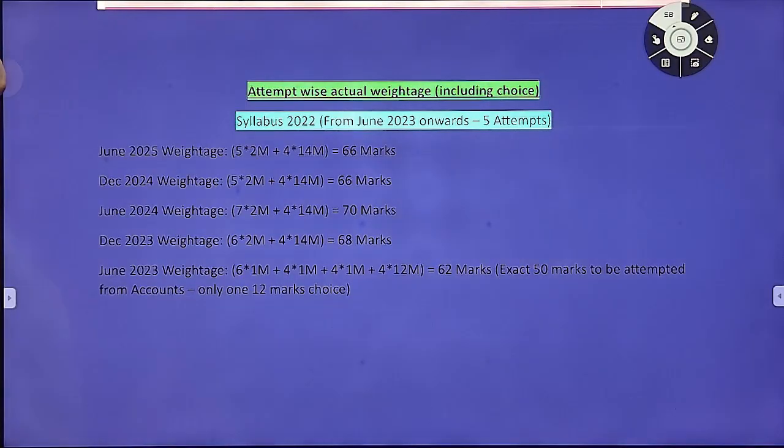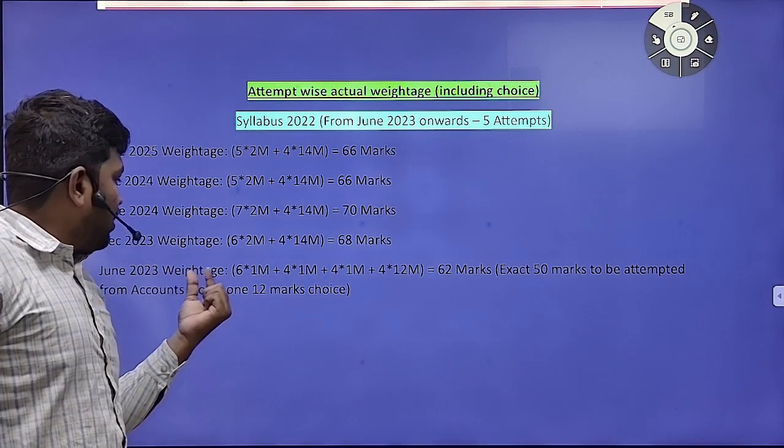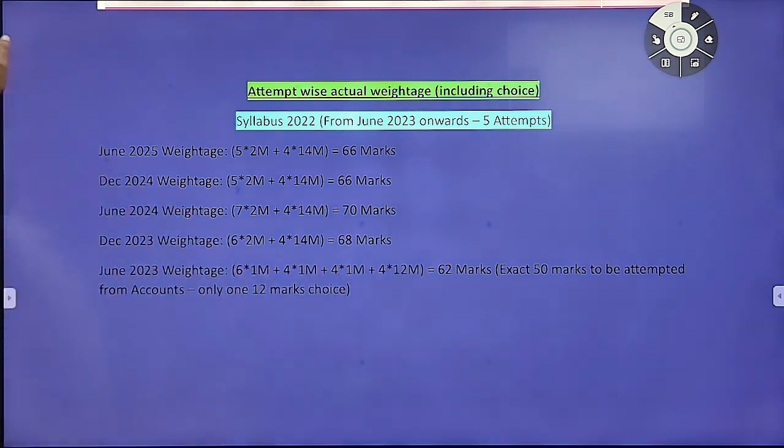As I discussed yesterday, 66 marks minimum is from accounts. The rest of the 62 marks is from auditing. I can see here 66. In June 2024 it was 70 marks. In December 2023 it was 68 marks. In June 2023 they asked for exactly 50 marks from accounts, 50 marks from audit.